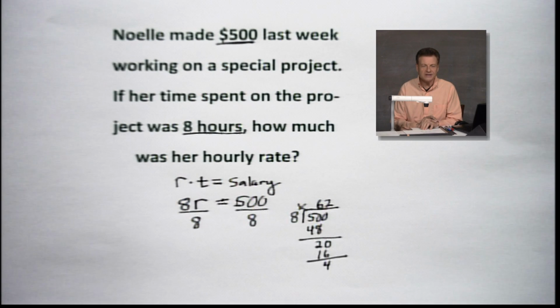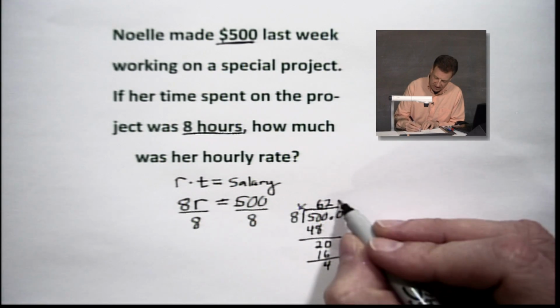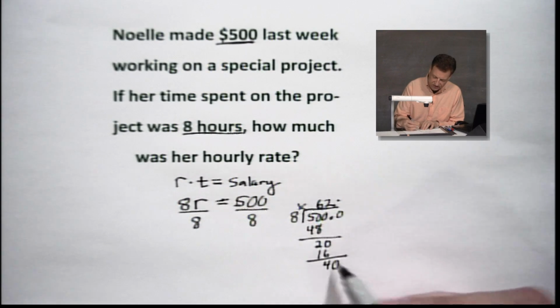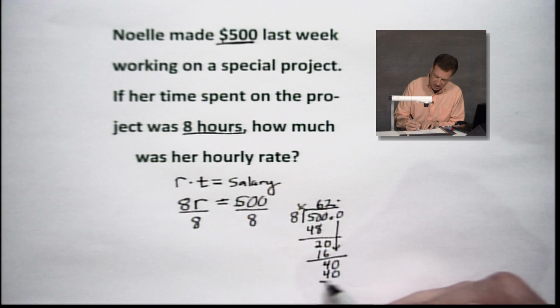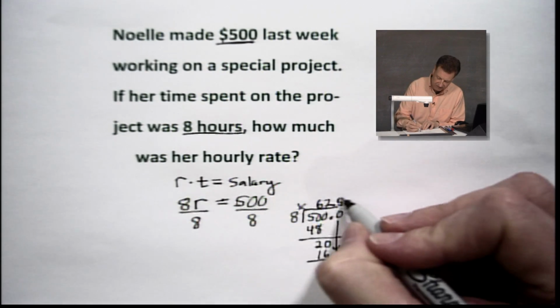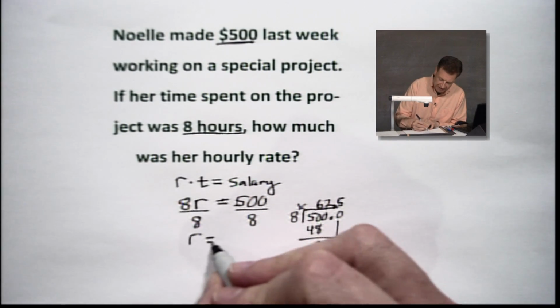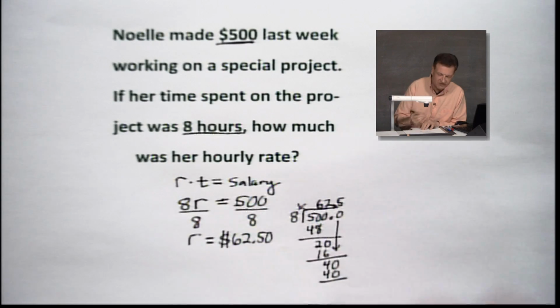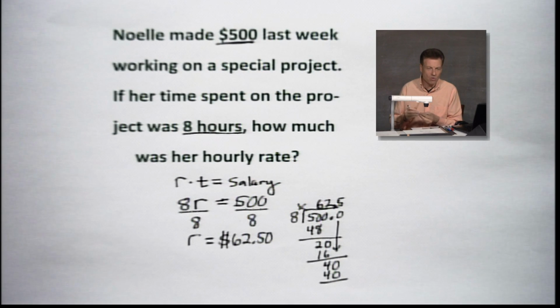All right, you say, well, Ernie, 8 won't go into 4, and we're out of numbers. Well, put a decimal right there, and we'll put a 0, and we're going to put a number right above there in just a minute. And how about it? Bring down that 0, bring it straight down. 8 goes into 40. It goes 5 times, and we have a decimal and 5. So you say, what does that mean in money? That means $62.50 per hour. $62.50 per hour, all right?